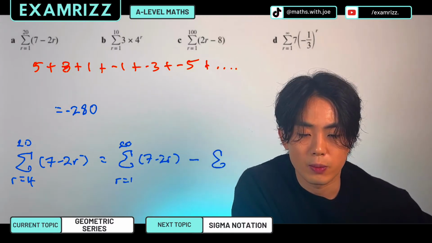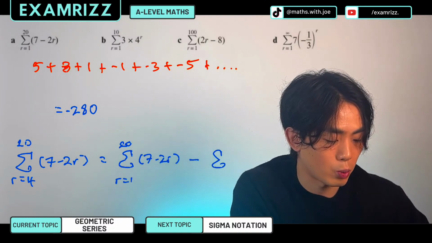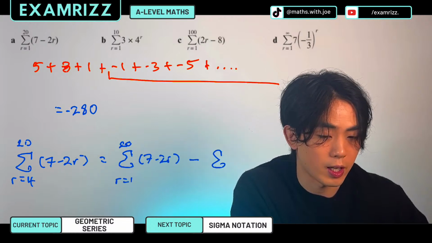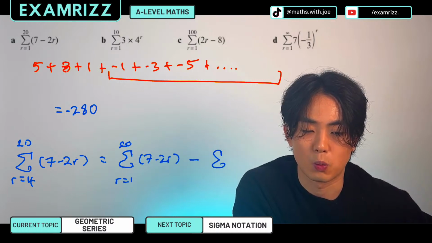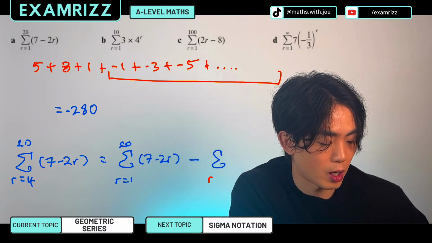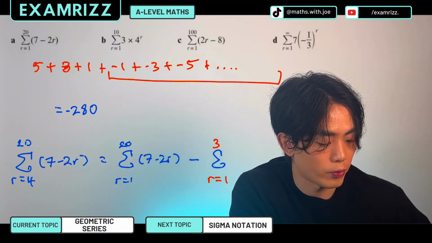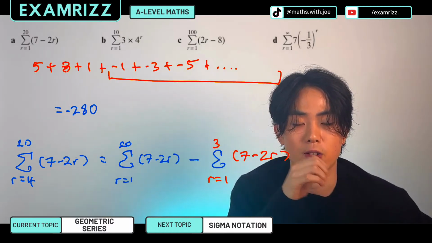Now, if it starts from r is 4, what they're asking for is from the 4th term to the 20th term. So essentially, they're asking for these values here, okay? We don't want the first 3 values, the 5, 3, and 1. So what we have to do is subtract, because this minus 280 was from 1 to 20, right? We actually have to subtract the 1 to 3 terms. So we subtract from r is 1 to 3 of the same equation, 7 minus 2r, like this. This is very important, you guys need to know how to do this, okay?